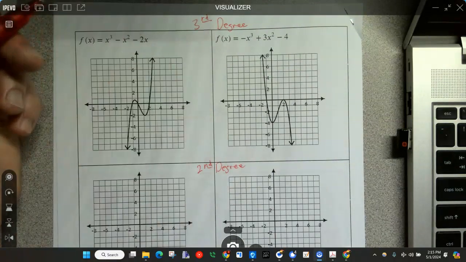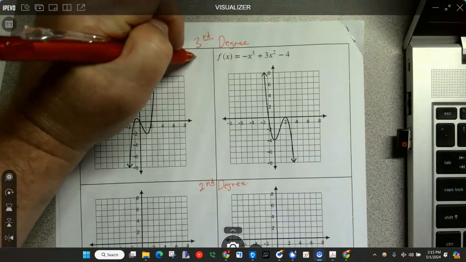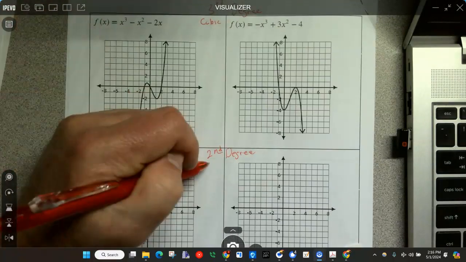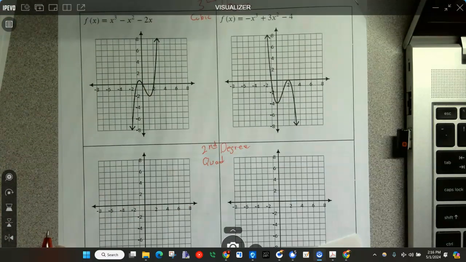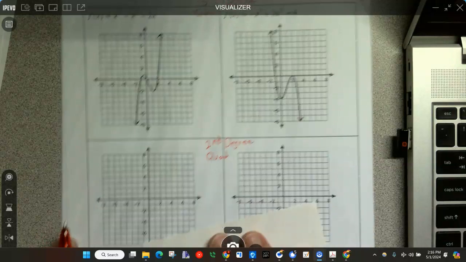All right. This is called a cubic function. All right. And our derivative will be quadratic. All right. It will be a parabola. Why parabola? Let's take a look.